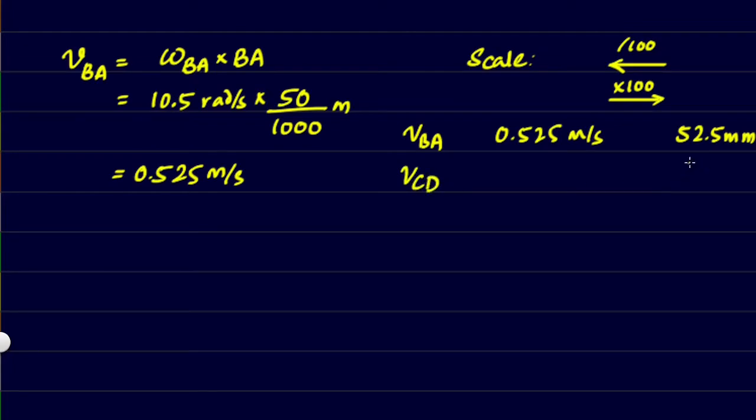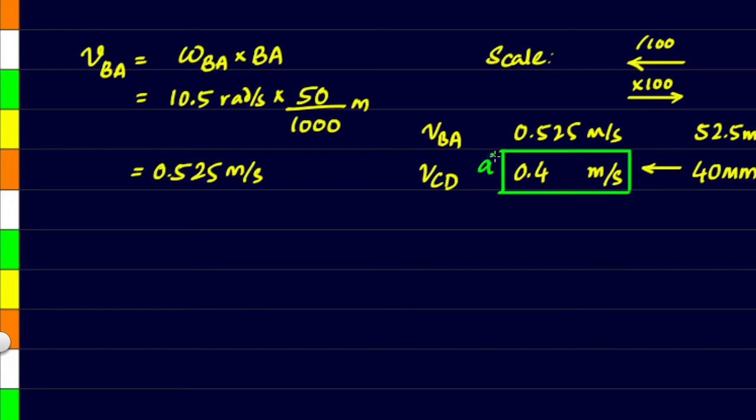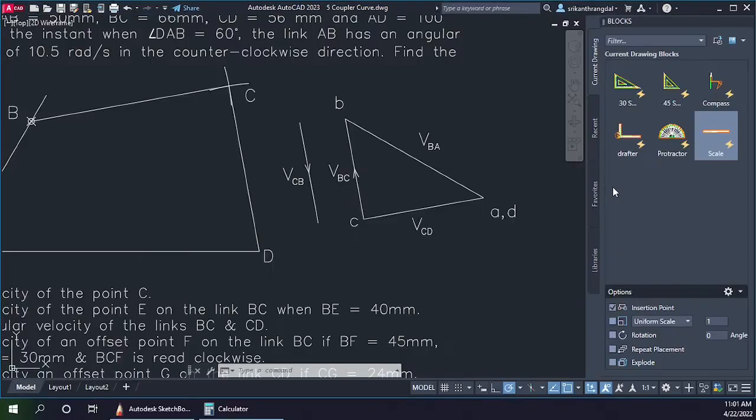We are getting the value from the diagram as 40 mm, and we need to convert it back to its value in meters per second. So we'll be using this scale here. We just need to divide it by 100, and that gives us 0.4 meters per second. So that's the answer to our A bit, 0.4 meters per second. Let's go ahead and see what the other bits are.